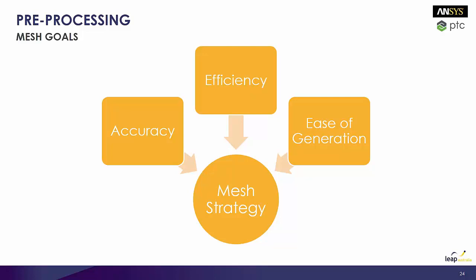You're also looking for something that's efficient. So when it comes to cell count and element type, it's not so high that it's going to take too long to solve, or so big that it's going to outgrow your RAM and you can't set the simulation up. And the other thing you want is to make sure that it's easy to generate. If you're going to take a couple of hours to solve it, you're not going to take a couple of days to set it up. The goal is to find the best compromise between accuracy, efficiency, and ease of generation.